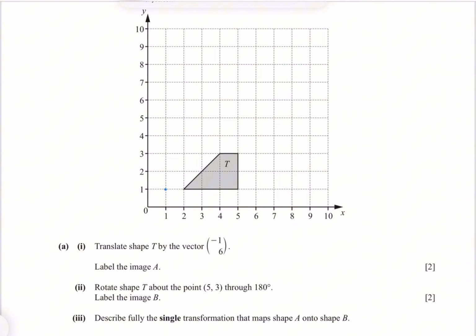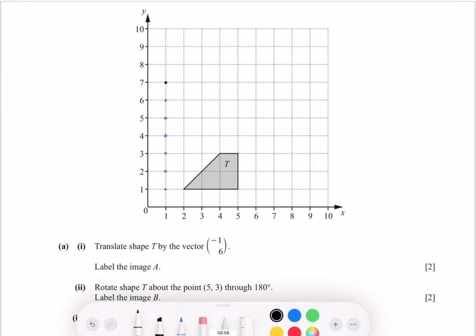It will go up 6 units in the y-axis. 1, 2, 3, 4, 5, 6. Now take the second vertex, 1 unit negative and 6 units up. 1, 2, 3, 4, 5, 6. Now take another vertex, 1 negative direction and 6 units up.